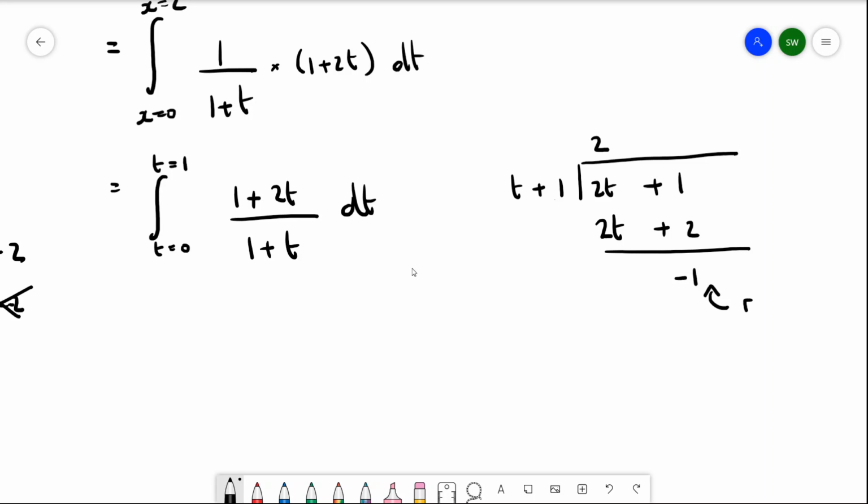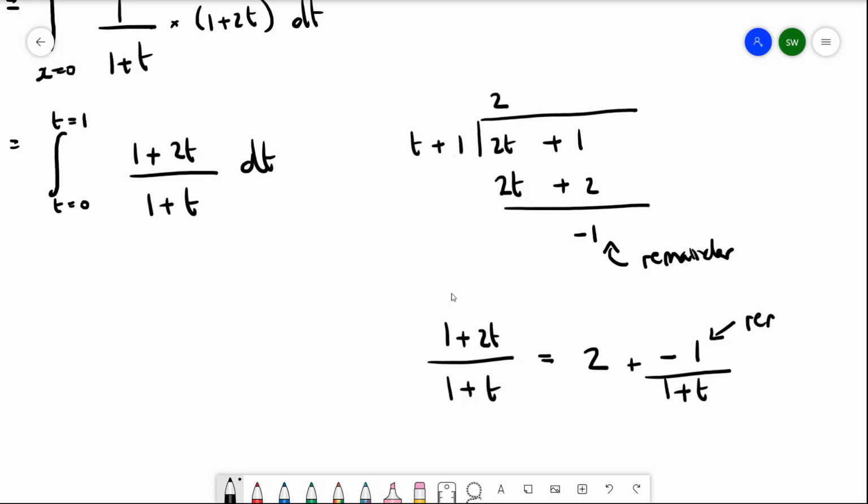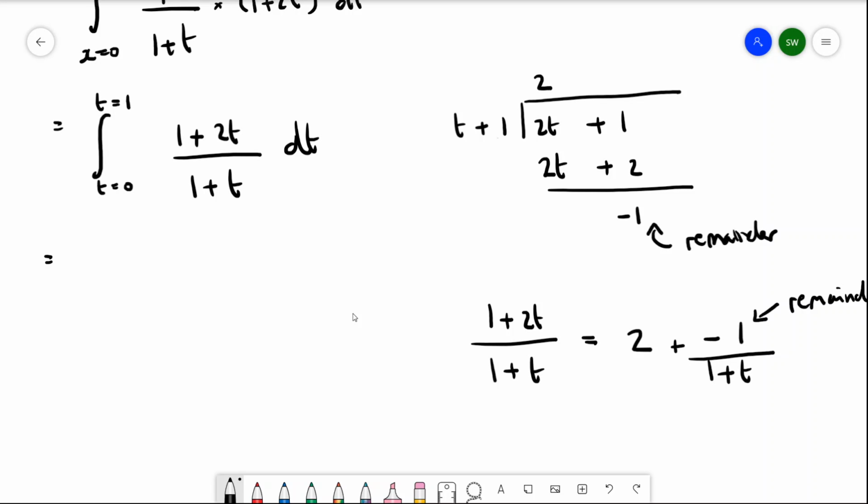And remember, this is our remainder. So this tells me that I can write this fraction, 1 plus 2t over 1 plus t, as 2 minus 1 over 1 plus t. Because remember, the remainder goes on top of the fraction. So let's replace that fraction with that. So we've got 2 plus minus 1 over 1 plus t.